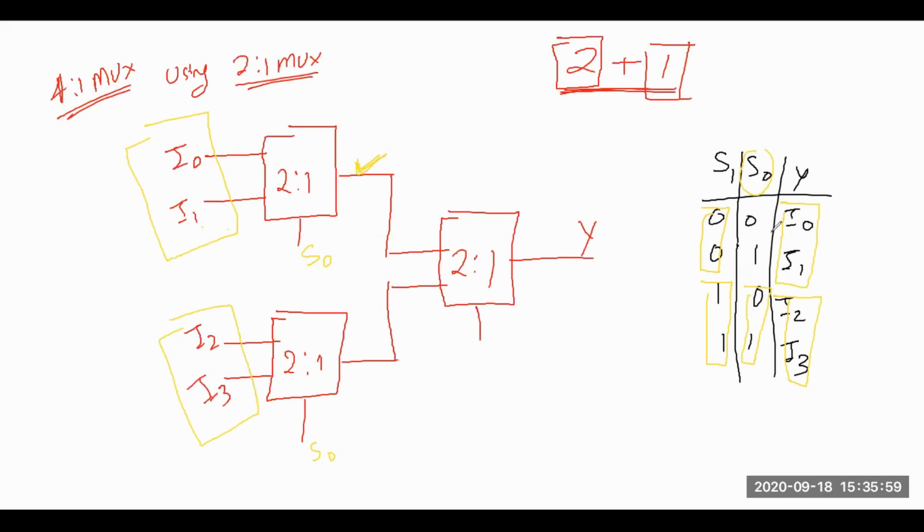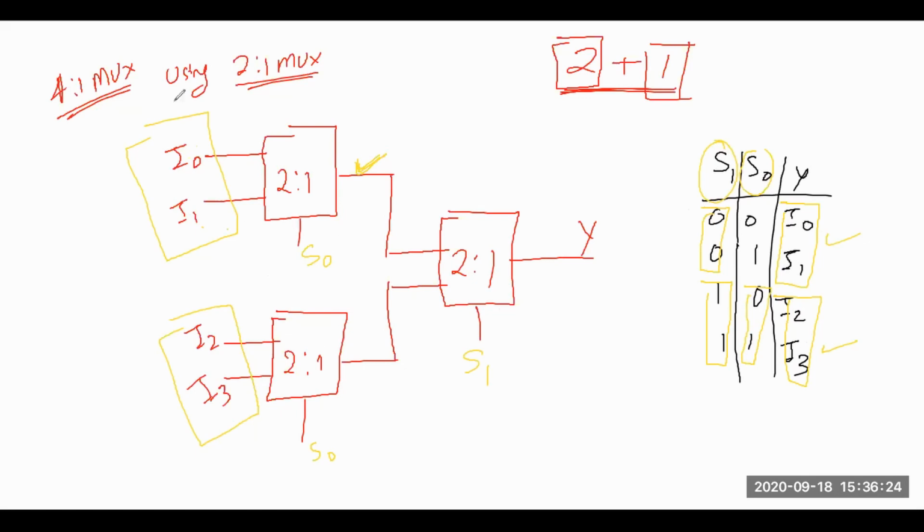After getting one output from this one and one from this one, I need to choose between them on the basis of S1. So that is why this one will be S1. And you can check this: this is the implementation of a 4 to 1 multiplexer using 2 to 1 multiplexers.